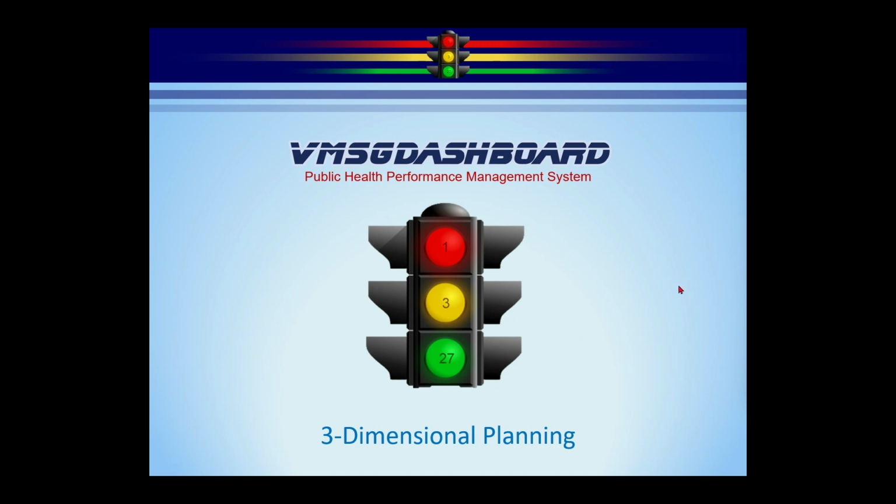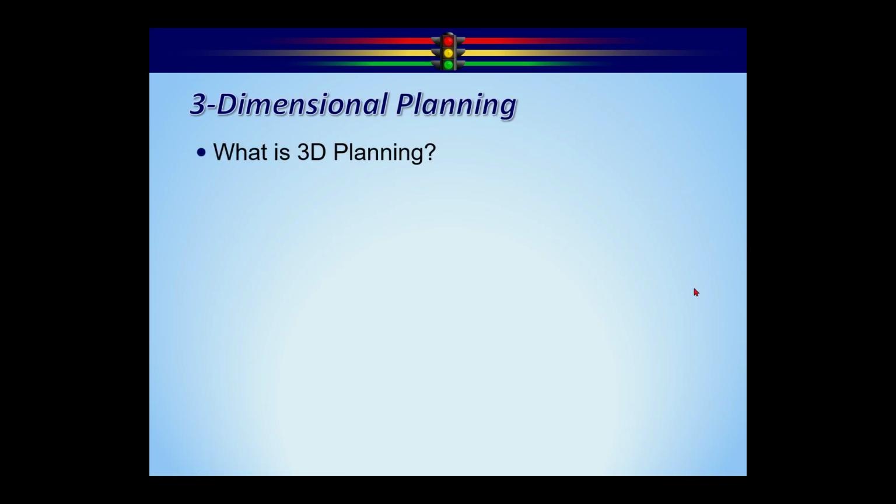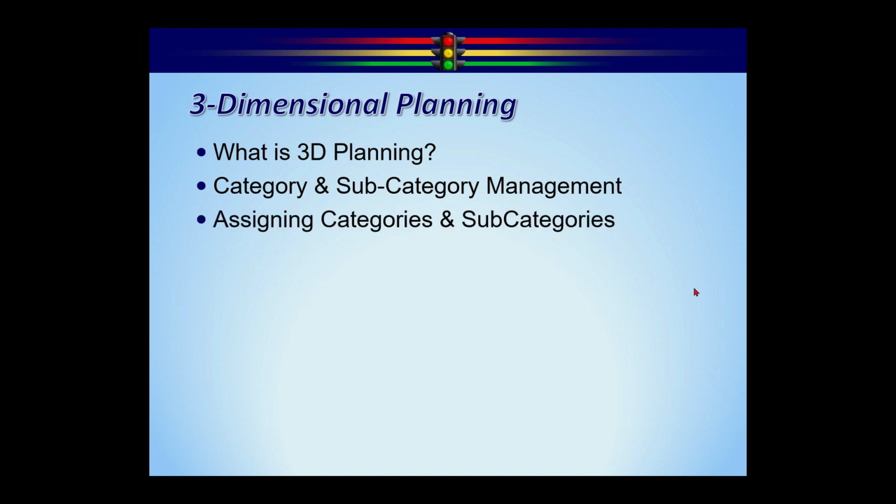The three-dimensional planning, let's walk through what we're going to talk about today. First of all, we're going to describe what it is, and we did a little bit of that in the overview. And then we can talk about how to manage it. Three-dimensional planning is about categorizing and subcategorizing any planning elements in the system against a set of standards, either existing standards or standards that you create, and then the ability to go back and extract that information by those categories. So we're going to talk about how we assign those categories.